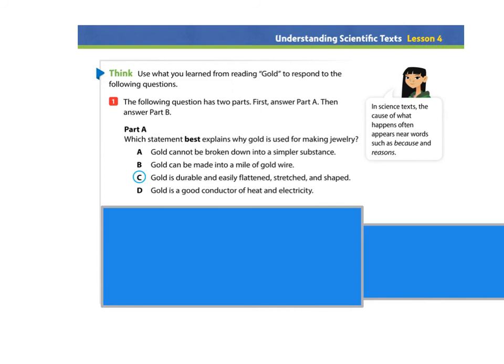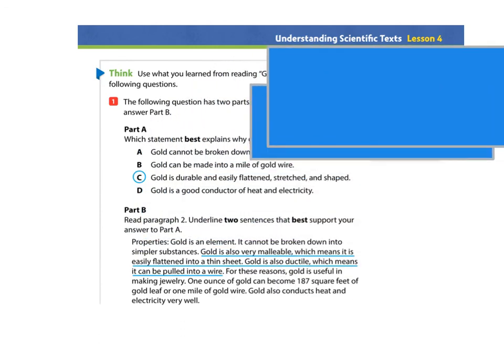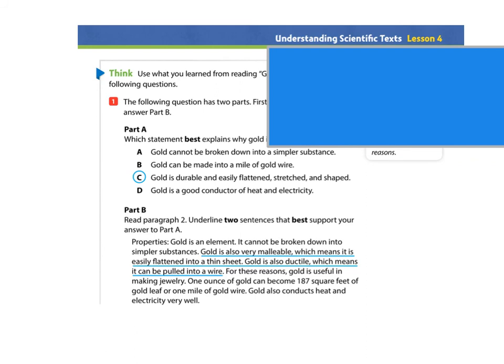So I'm going to go ahead and model that for you. I'm going to say, I'm thinking, and you're going to say she's modeling in your brain like we do in class. And I'm going to reveal those evidence pieces. Gold is always very malleable, which means it is easily flattened into a thin sheet. And then gold is also ductile, which means it can be pulled into a wire. I think that definitely shows durable, easily flattened, stretched, and shaped.